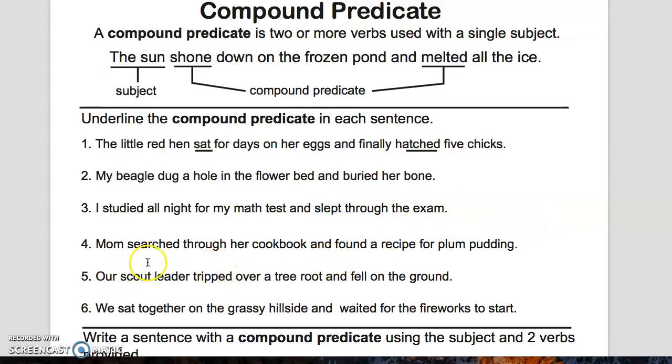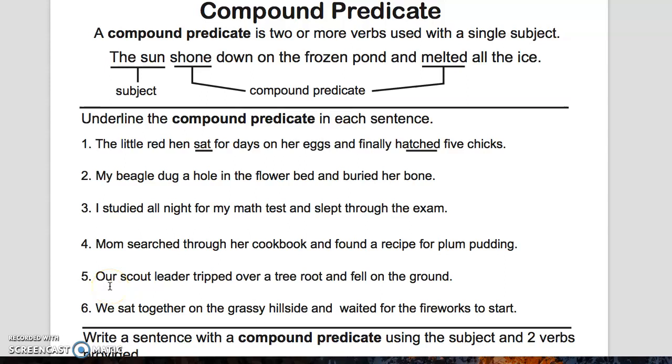Number 4 says, Mom searched through her cookbook and found a recipe for plum pudding. So this is about Mom. That's our subject. What did Mom do? Well, first she searched through her cookbook. So searched is my first predicate, and found a recipe for plum pudding. So I would write out searched and found.